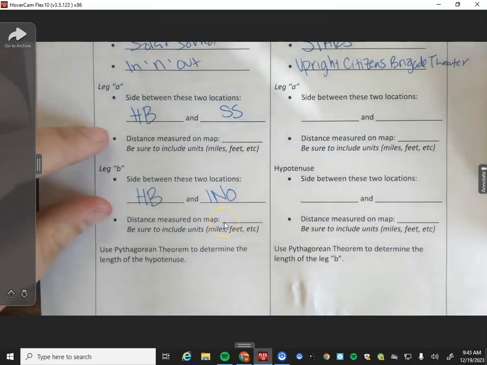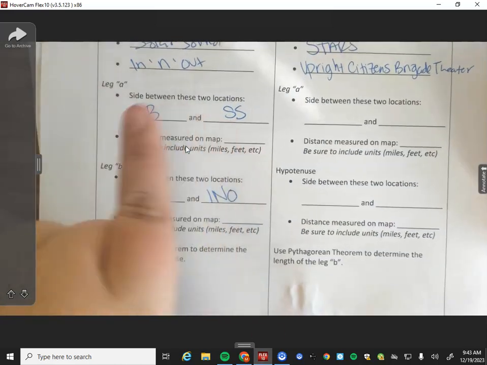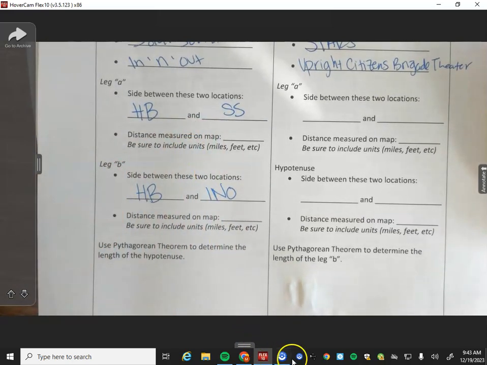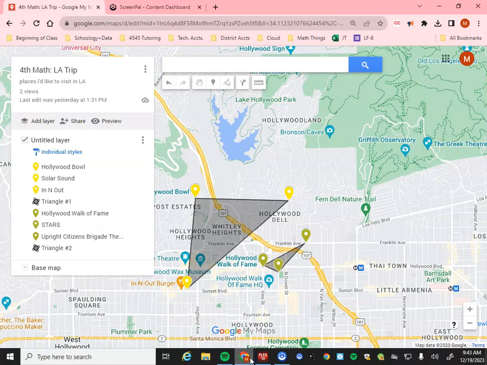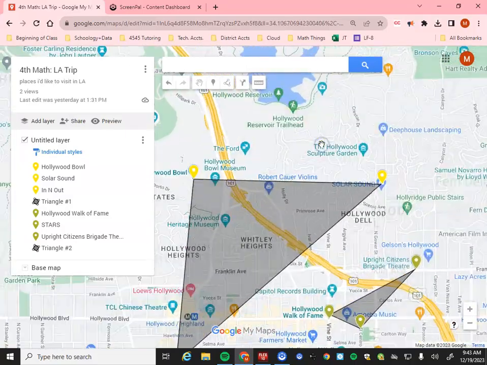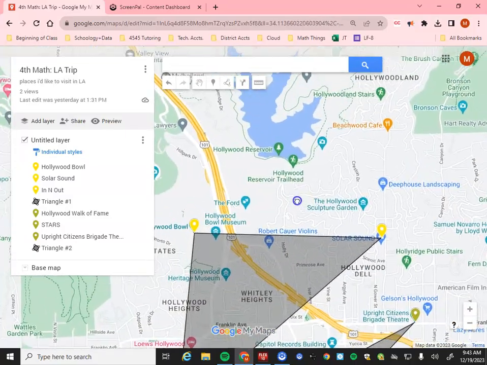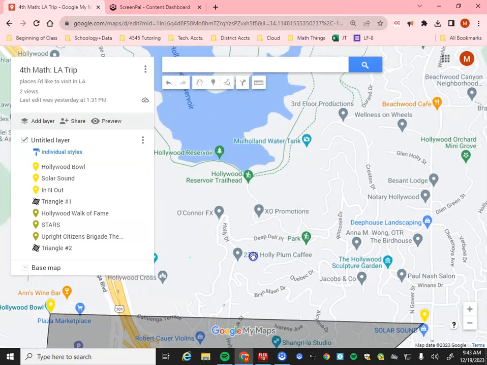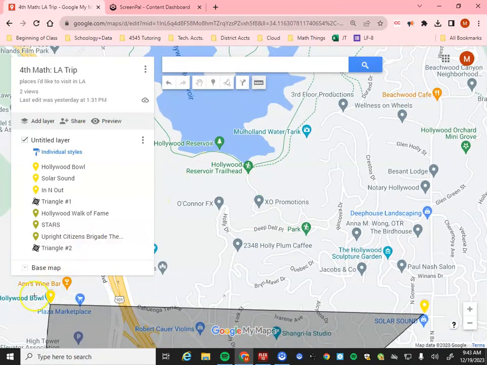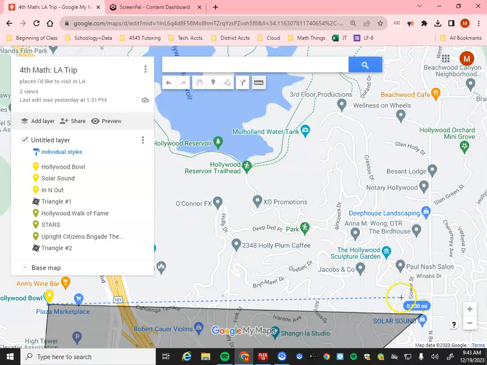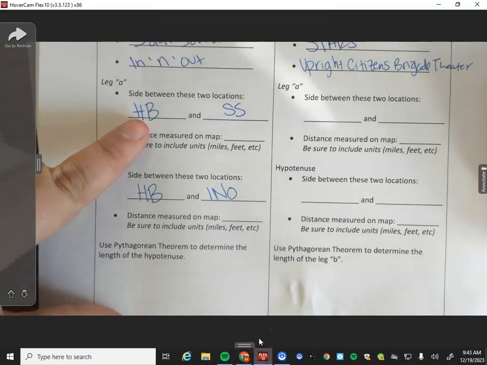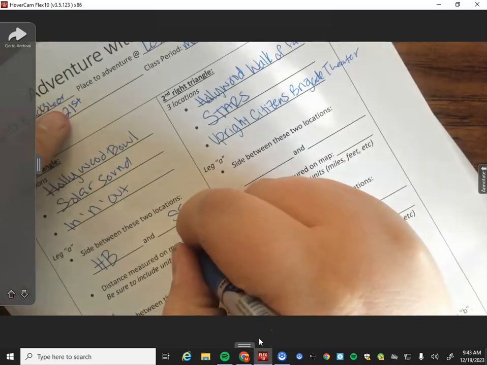Okay. The bullet underneath defining what the leg is in that right triangle is to find the distance measured on the map. So to do that, we go to our map and we click on this ruler icon. That'll help me measure the distance between areas. To be really accurate, you might want to zoom in a little bit, not that much. Okay, and then click on the ruler icon and click where you have one location, and now it'll measure the distance. So I'm going to end on my other location right here. That is 0.988 miles. So my first leg, Hollywood Bowl to Solar Sound, 0.988 miles.